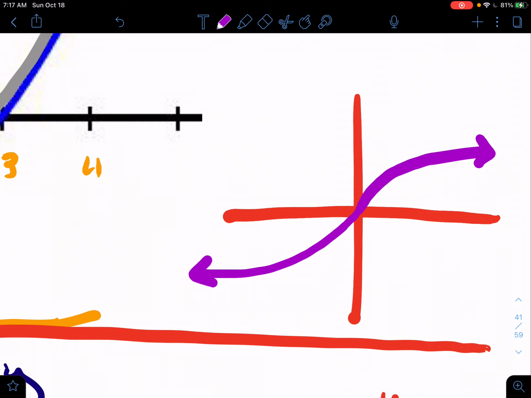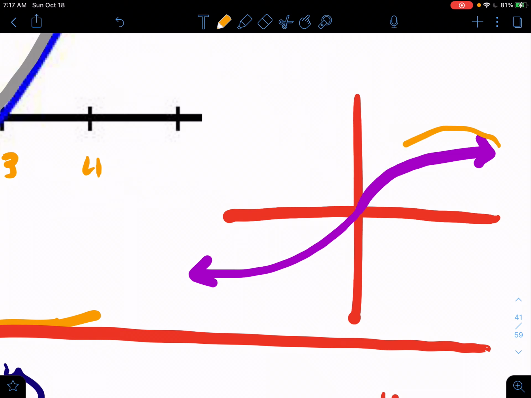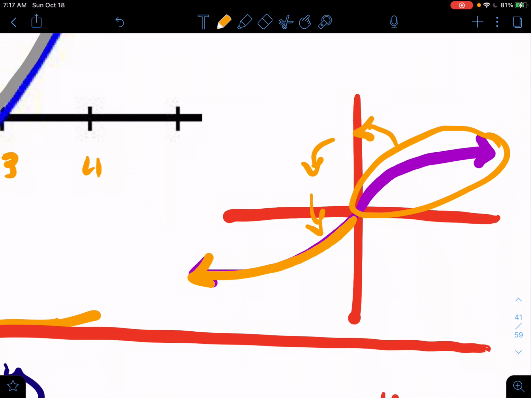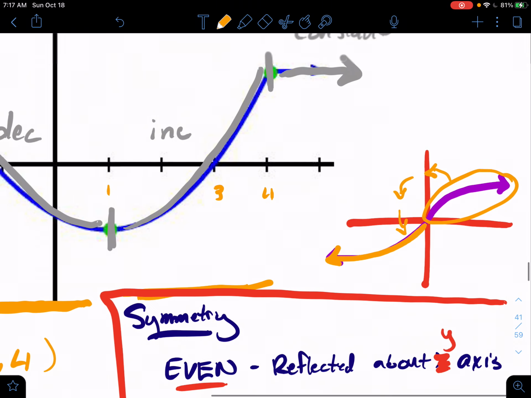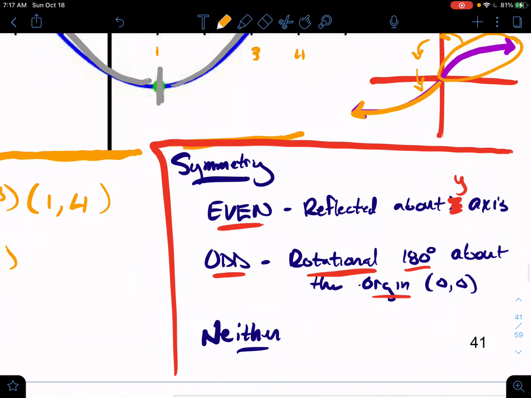And what I mean by it is this: if I were to rotate, and when I think about this, I'm only really rotating this portion. If I rotate this around 180 degrees about the origin, this would land exactly on the other half of the function, right? So when I have something that has that 180 degree rotational symmetry, we could say that it is odd symmetry.